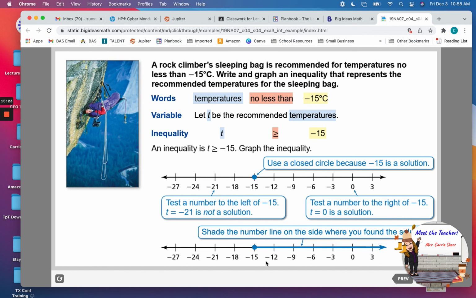If you are unsure, just grab one of these numbers like they did on the number line, throw it in for t, and see if it works. If you're not sure whether you're supposed to go left or right just by looking at it, grab one of these numbers like they did. Negative 21, they put a negative 21 here. Is negative 21 greater than negative 15? No. So then they grab 0. 0 is greater than negative 15, so we shaded toward the 0. That'll help you double check yourself. Any questions? No. All right.